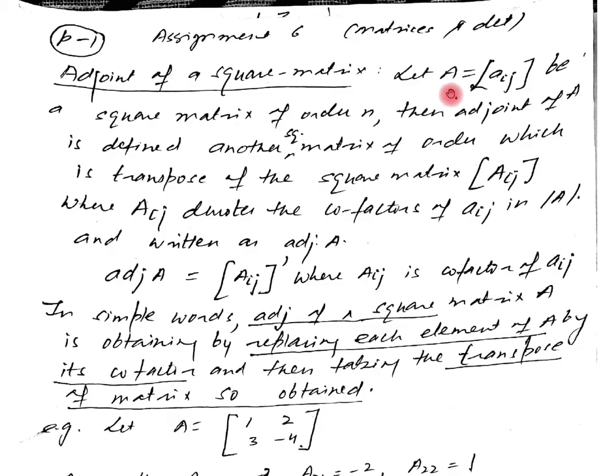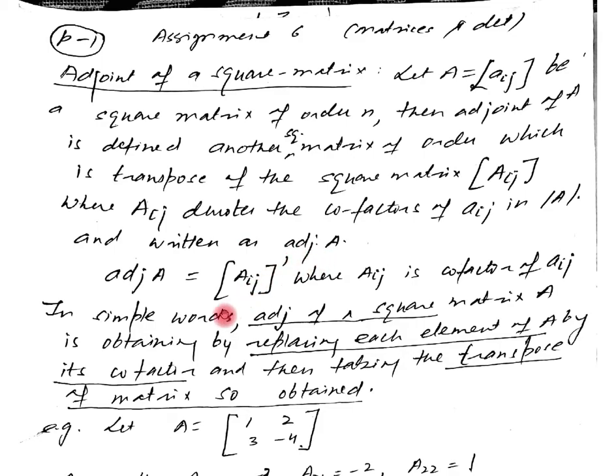Let A equal to [aij] be a square matrix of order n. Then the adjoint of A is defined as another square matrix of the same order, which is the transpose of the square matrix [Aij]. Capital Aij means cofactor, small aij means the element, where Aij denotes the cofactor of aij in the determinant of A, and it is written as adjoint of A.